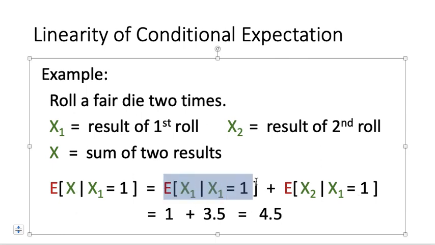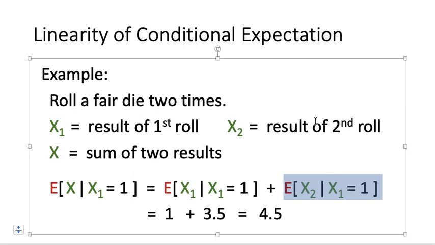Now for the first one, if I tell you that the first row is equal to 1, what is the expected value of x1? So of course it will be 1, because all the time it has to be 1. It is equal to 1 for 100%, so it is equal to 1. Now for the second value, what is the expected value of x2 given x1 is equal to 1?